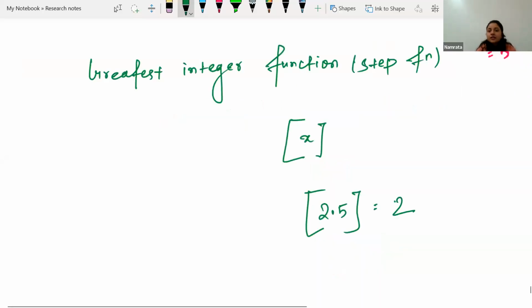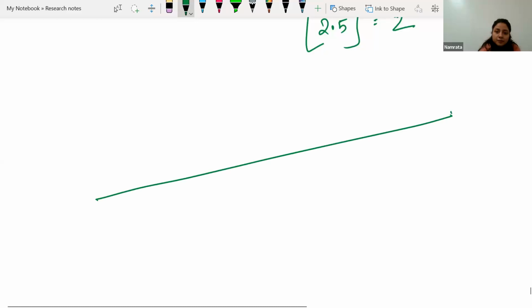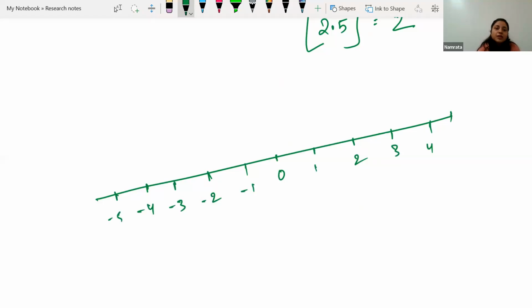How do we take this greatest integer function? Suppose we are having 2.5. So let's take a number line. Here we are having a number line 0, 1, 2, 3, 4 like that. Here negative 1, negative 2, negative 3, negative 4, negative 5. Whenever we are talking about the greatest integer function, if any number is sitting inside this rectangular bracket, that means it's showing the greatest integer function. However, it must be written in the question also that it is representing the greatest integer function, or the other name, the step function.